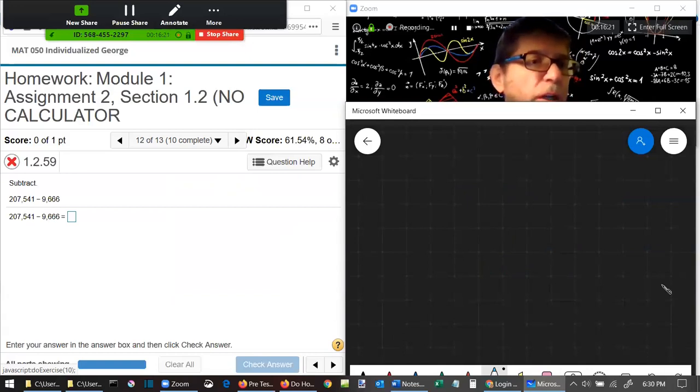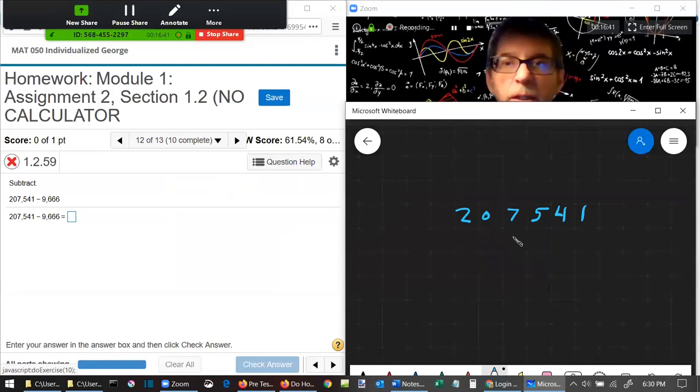So we have 207,541 minus 9,666. Again, the bottom number is smaller, so we have to right align it. So we have 9 and 3 6s. That way the 1's digits line up, the 10's digits line up, and so on and so on. This is how you convert the side-to-side subtraction into vertical.